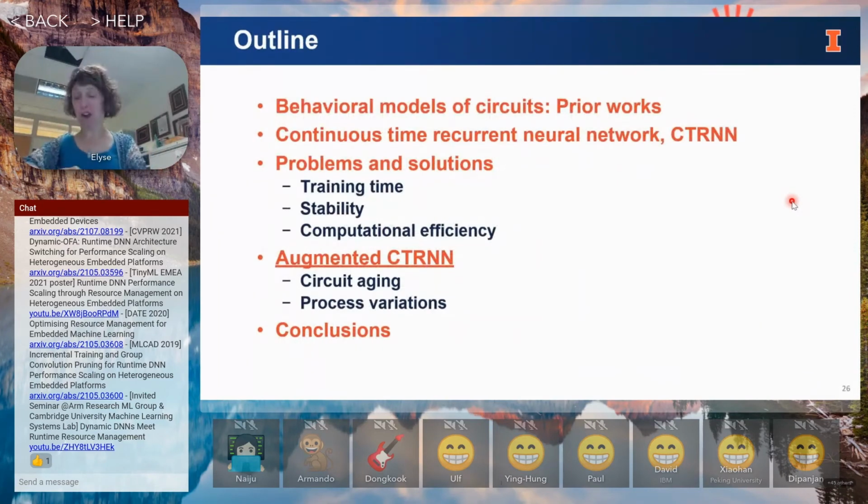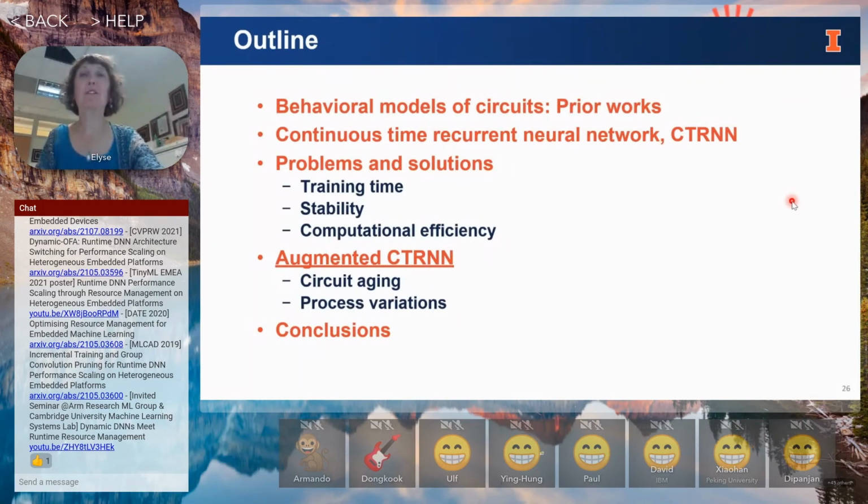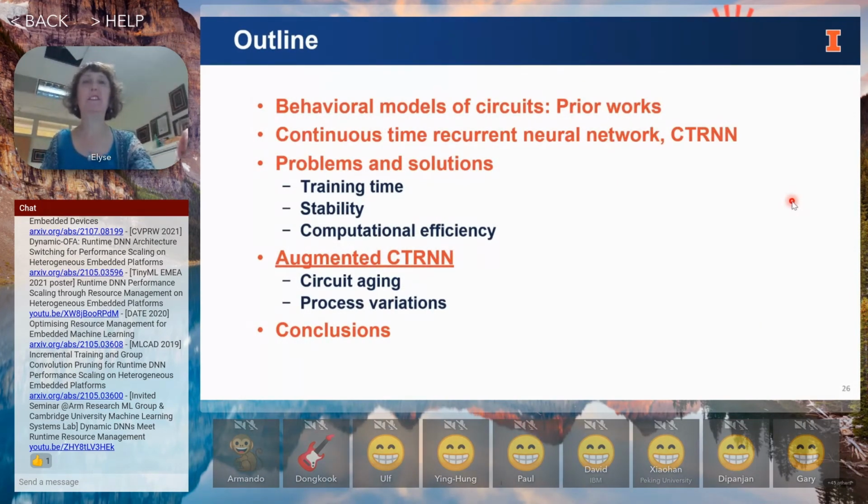All right, so finally, the last part of my talk, I want to briefly address what I call augmented CT-RNN, continuous time RNN.